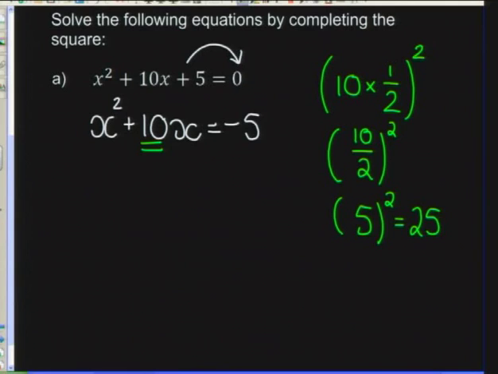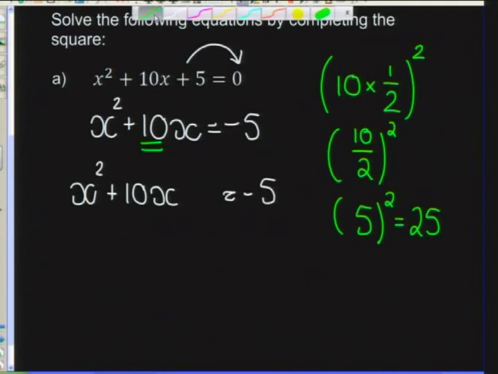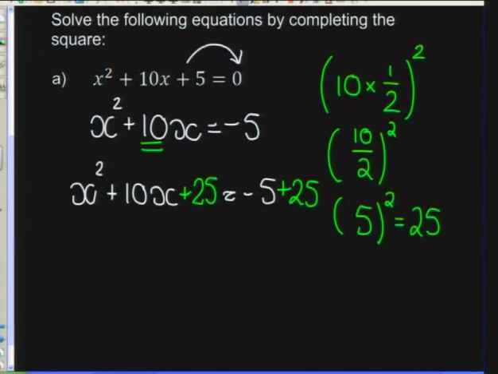And what we are going to do with that 25 is this. We've got x squared plus 10x, and we've got negative 5. Now you can see that I've left a gap there, and what I'm going to fill in that gap is this 25 that we have just solved for. What I do to the one side of an equation must be done to the other side. So that's what we are now sitting with.